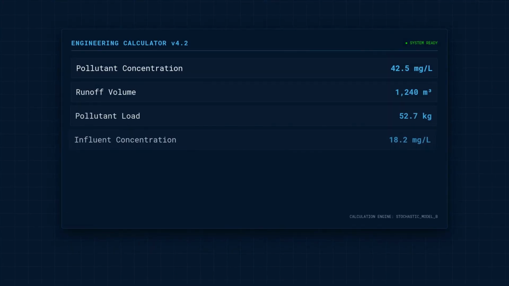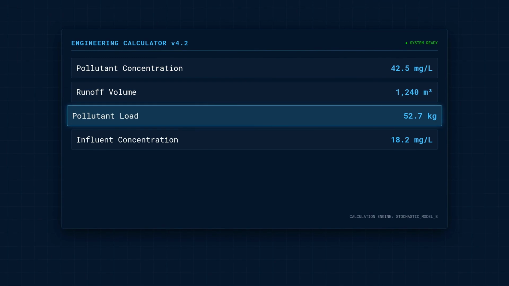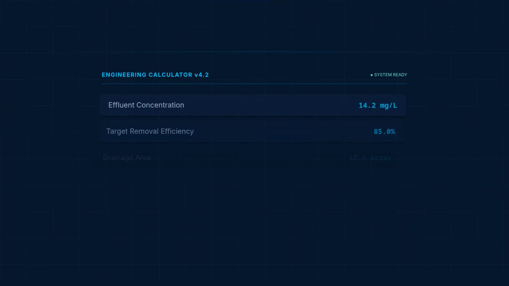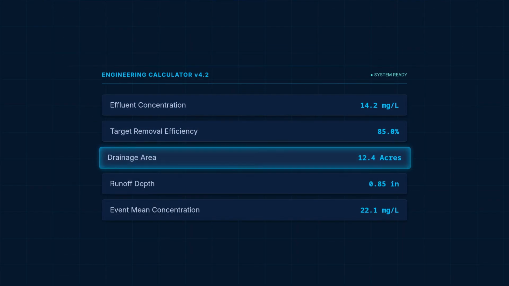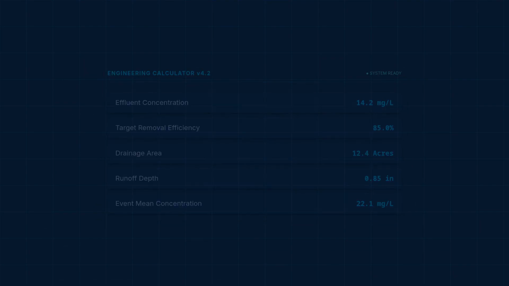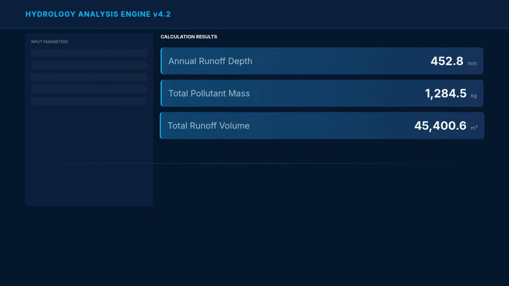The input fields include pollutant concentration in milligrams per liter, runoff volume in cubic meters, pollutant load in kilograms, influent concentration, effluent concentration, target removal efficiency as a percentage, drainage area in hectares, runoff depth in millimeters, event mean concentration, annual runoff depth in millimeters per year, total pollutant mass in kilograms, and total runoff volume in cubic meters.